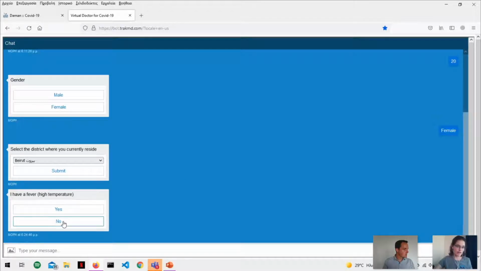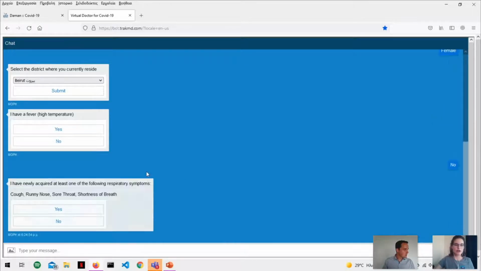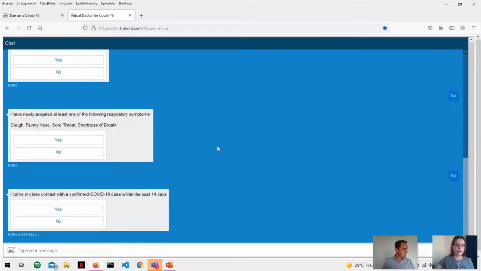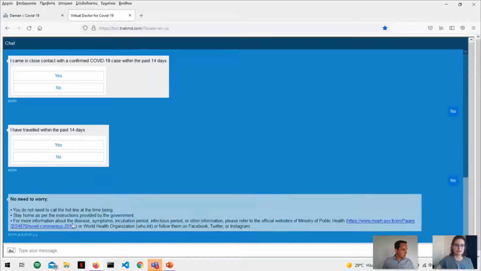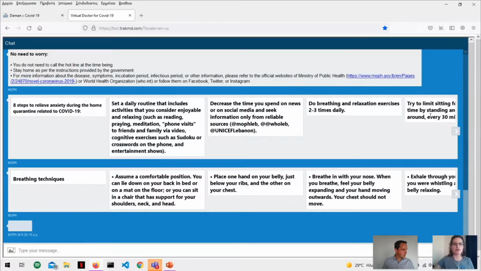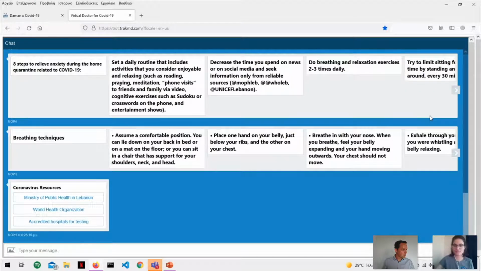I don't have a fever in this scenario. I don't have any of the following symptoms. I haven't been in close contact with a confirmed COVID-19 case. I haven't traveled within the past 14 days. And that was it. Only 5 questions, very, very easy.